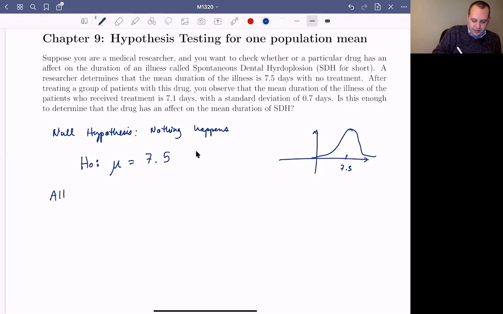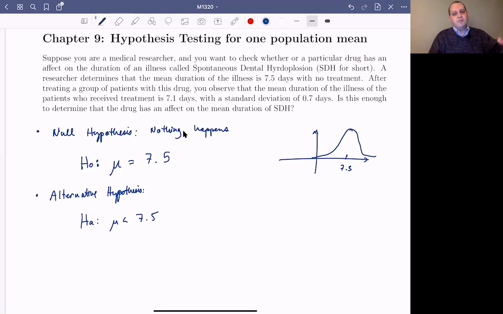The alternative hypothesis in general is that something happens. In this case, the alternative hypothesis would be that the drug actually shortens the mean duration of the illness. We can write that as the mean being less than 7.5 when patients take medication for this. This is the null hypothesis and the alternative hypothesis. There will be some formulas that we can use depending on how many patients we have, whatever the mean duration is, and all the different statistics that we can collect.